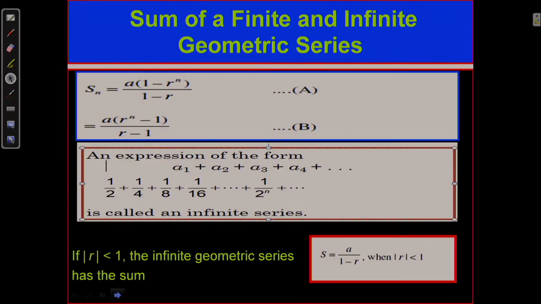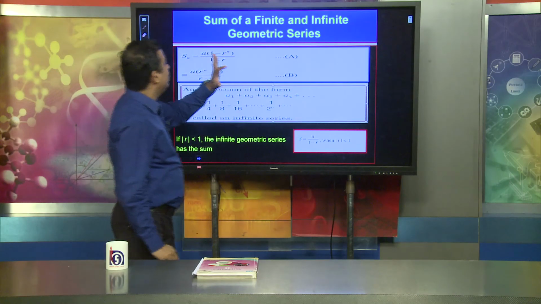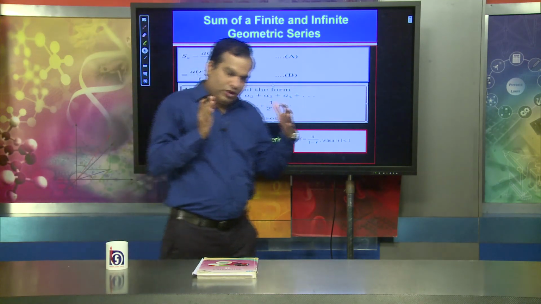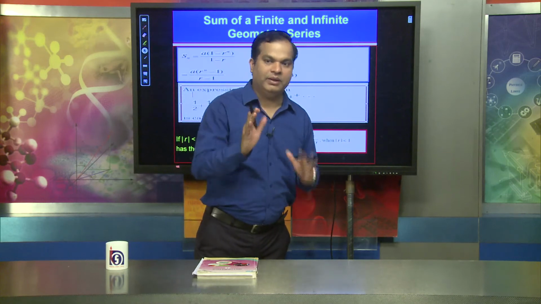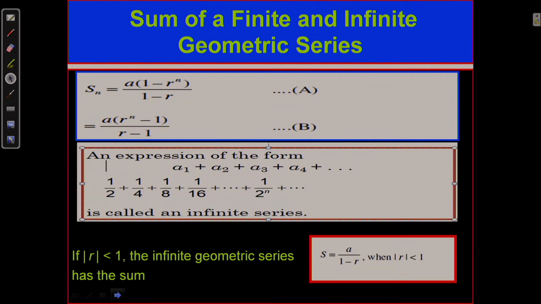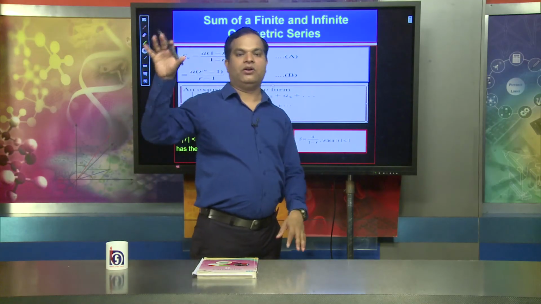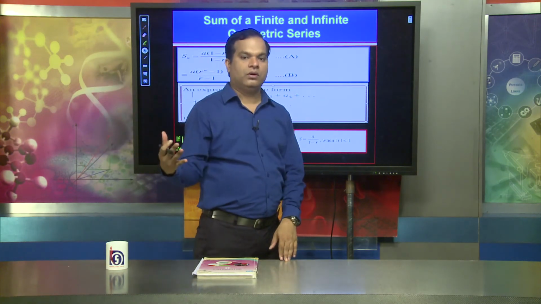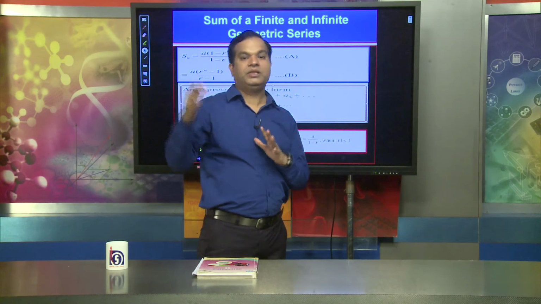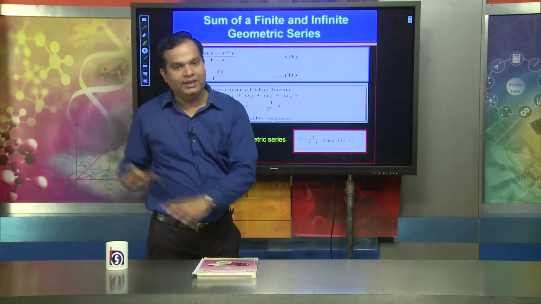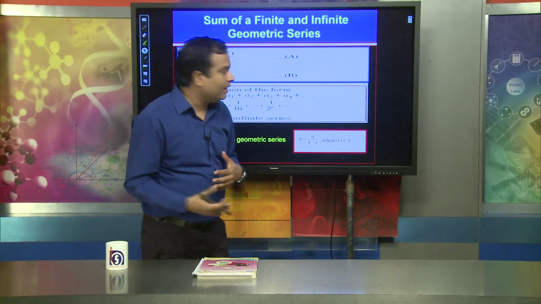Now we will move to the sum of finite and infinite geometric series. In arithmetic progression we have also discussed the sum of terms, and you have already understood the finite and infinite part. Finite geometric series means the last term is known. If the last term is not known, if we don't know what the last term is and it keeps going ahead, then it is an infinite geometric progression.